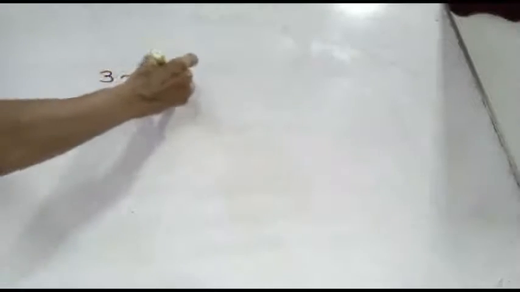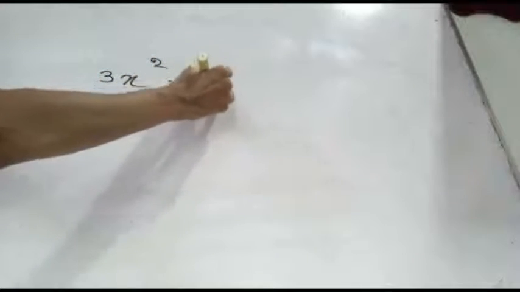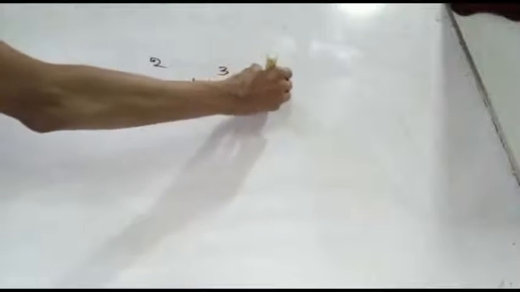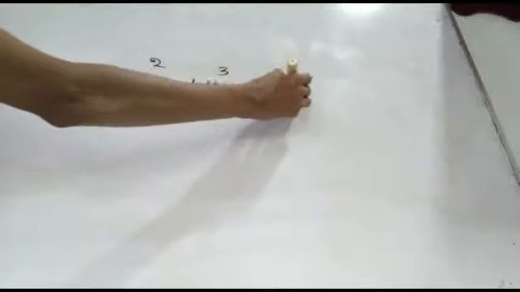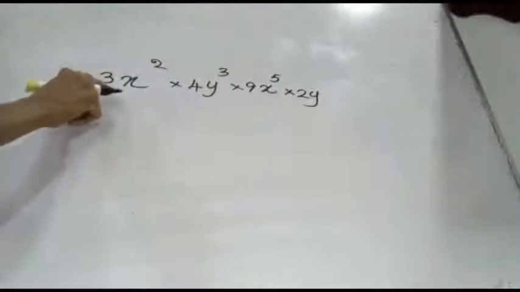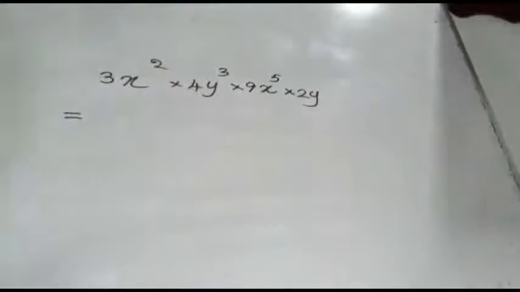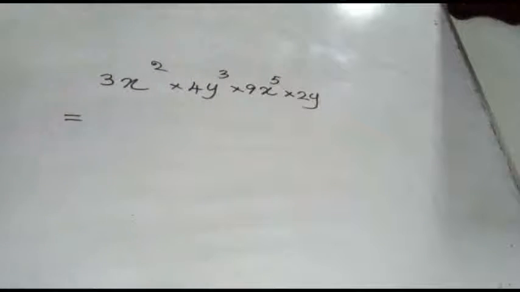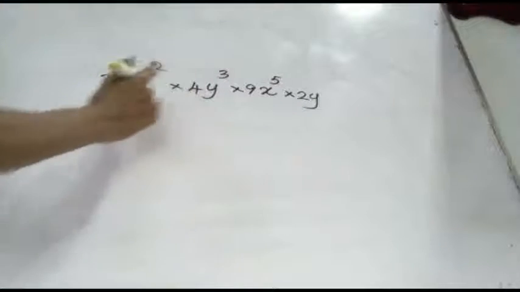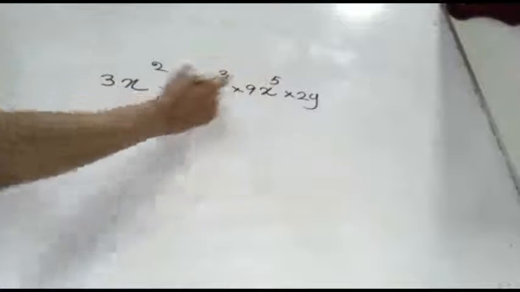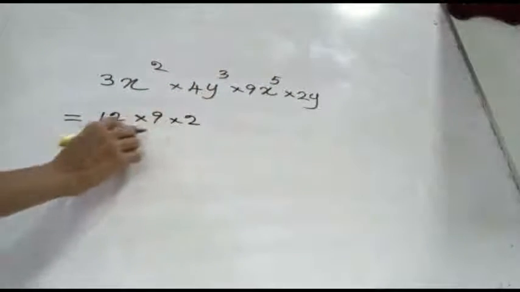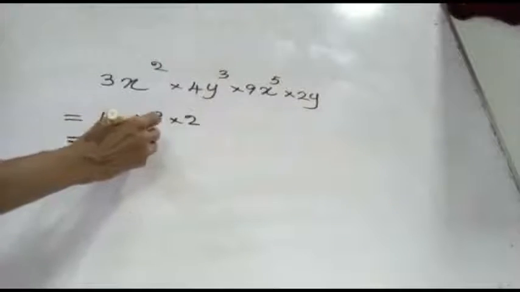3x to the power 2 y is multiplied by 4y to the power 3, 9x to the power 5 is multiplied by 2y. 3 times 4 is equal to 12. 12 times 9 is equal to 108. It is multiplied by 2.